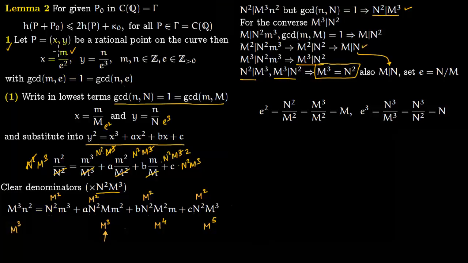So we have shown that every rational point on the curve can be written as x and y, where x is m over e square, y is n over e cube, and they have no common factors. M and n are integers and e is a positive integer.